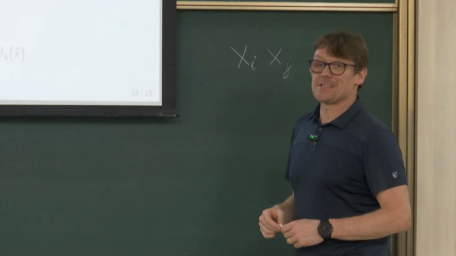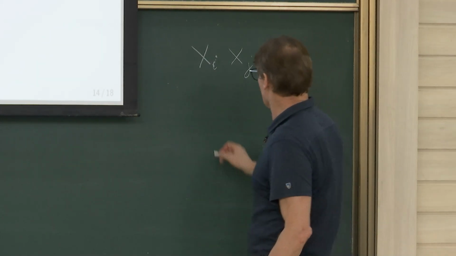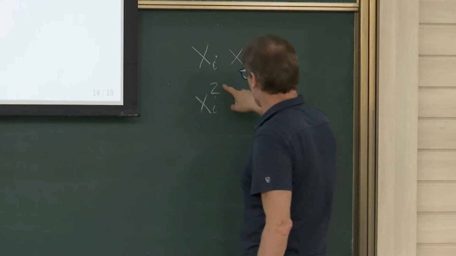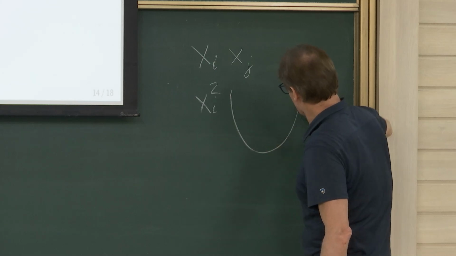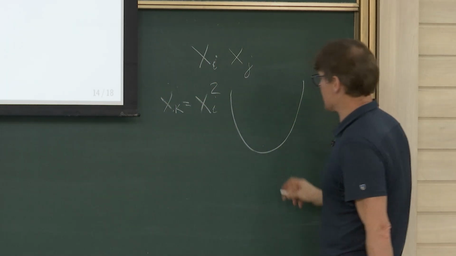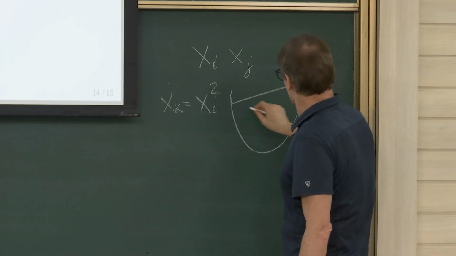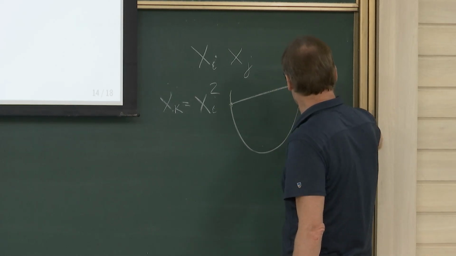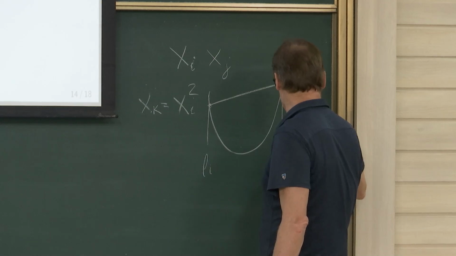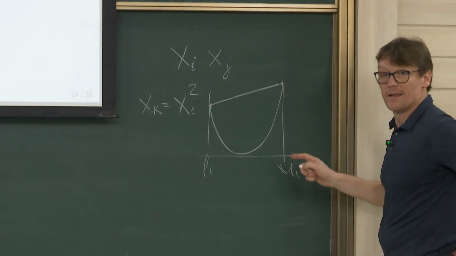For other functions, you basically have some recipe. So you would say for xi squared, you know that this function is convex, but if you have xk equals xi squared, then it's not convex. But you know that the secant, so one of your inequalities would be the secant that comes from the lower bound on xi and the upper bound on xi. So that's one. You can do that.